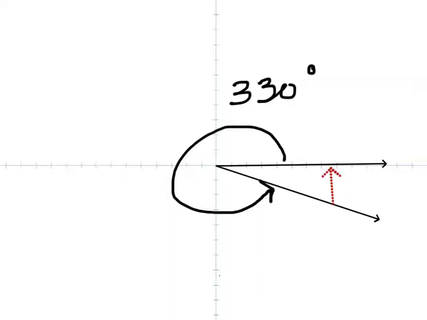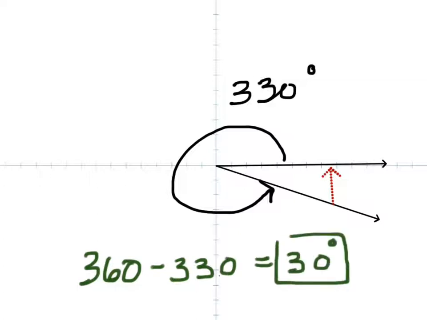And in order to figure out what the reference angle is, I go from the terminal side of this angle to the x-axis. And in order to figure that out, that's going to be 360 minus 330. So there's 30 degrees left to go, and it is in quadrant 4.